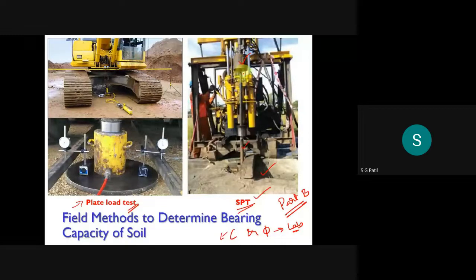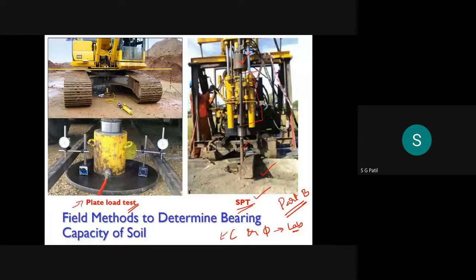This height is also a constant height, some 750 mm. With this hammer falling freely from a constant height, we will produce a certain energy. That energy will be utilized to drive this sampler inside the ground. So we will calculate the resistance offered by the ground for that penetration. This is how we will do the standard penetration test.